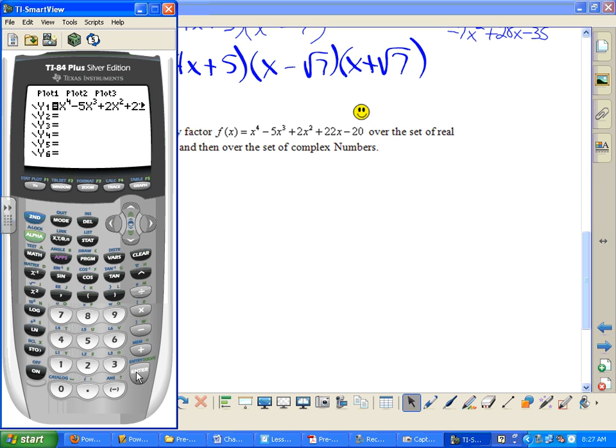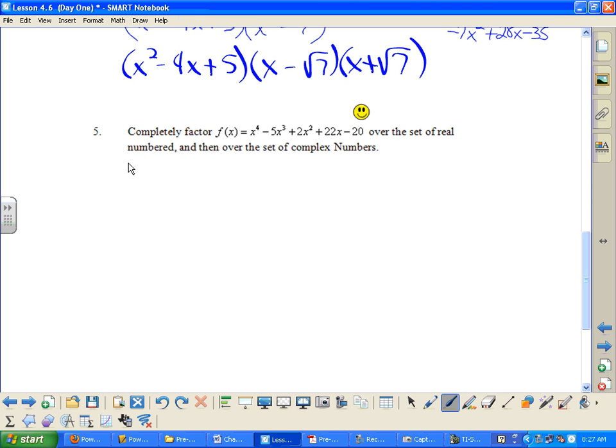So graph it. Do you find any real zeros? Where at? Negative 2 and 1. Okay. So we can see from our graph here that we have negative 2 and 1. I'll check my table. And there's 1 at 1 and also at negative 2. All right. So we'll start with them. So we have zeros at negative 2 and 1.